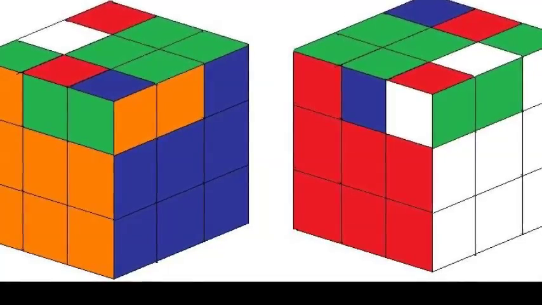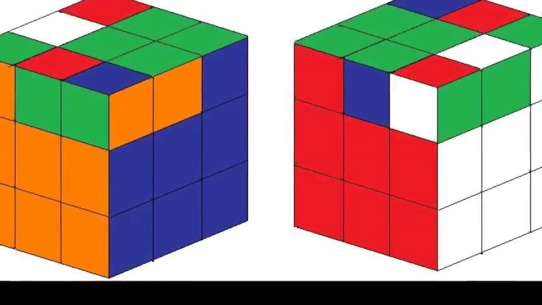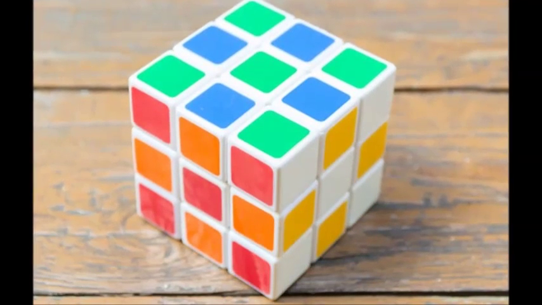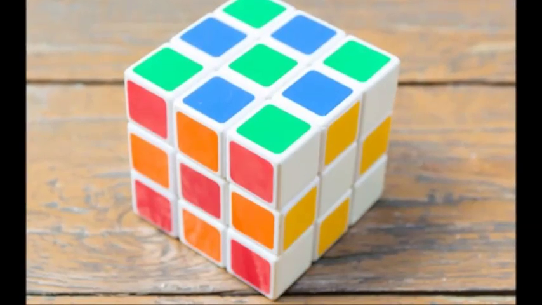Turn the top and bottom. Keep the green center cube facing you. Then, turn the top row clockwise by 180 degrees, 2 clicks. Turn the bottom row 180 degrees as well.